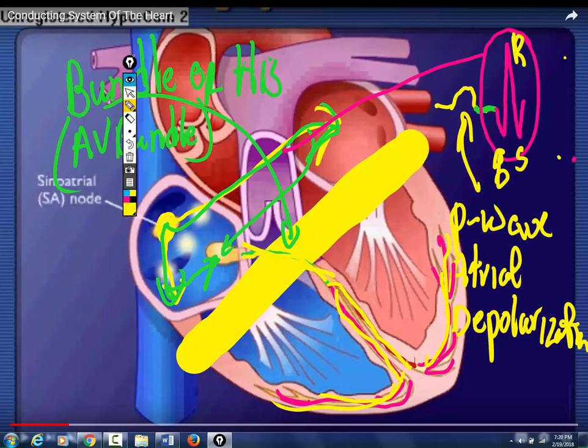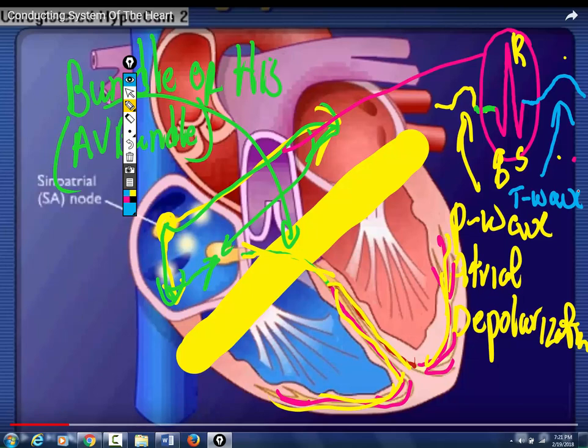Now your hope is that the electrolytes that produce this electrical activity are going to reset themselves, and that you're going to have more than one heartbeat today. And the resetting of the electrolytes in the ventricles is shown by the T wave. So the T wave represents ventricular repolarization. So it's the resetting of the electrolytes in the ventricles.